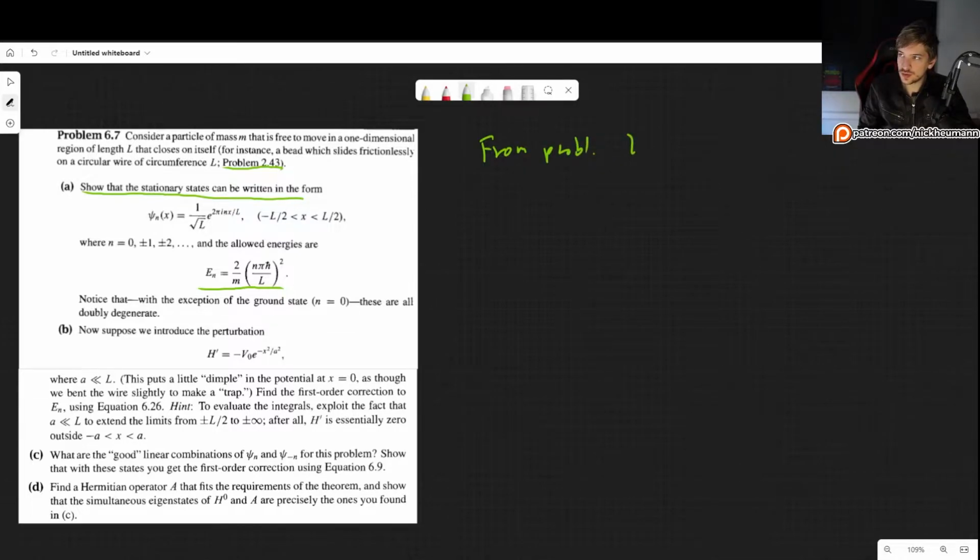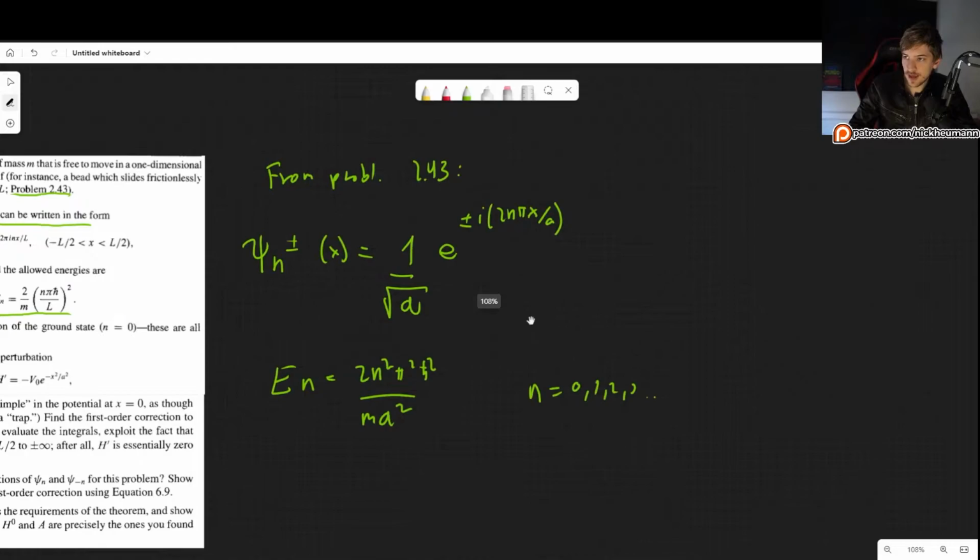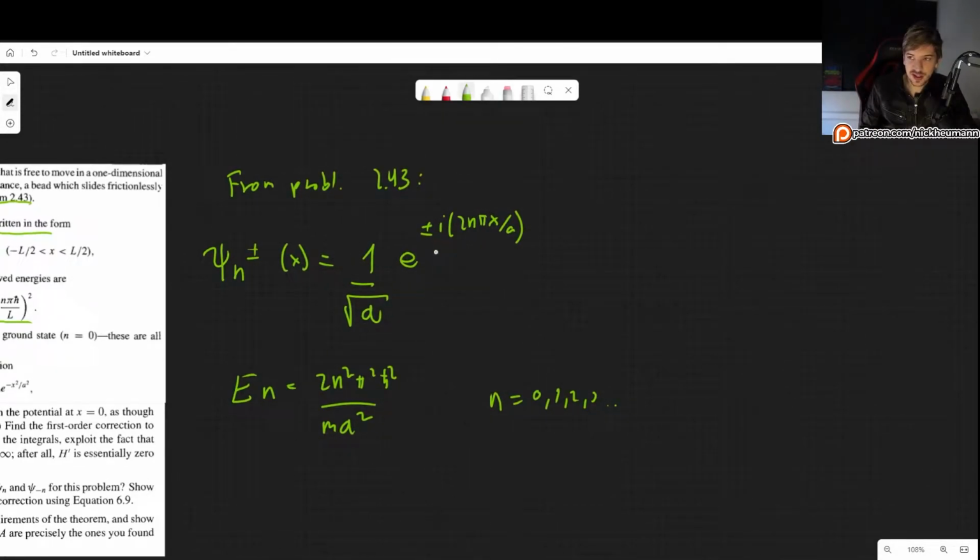problem 2.43, what we found there is that we had the two possibilities for our wave function, psi n plus or minus x. This is old notation. We will have to adapt it. e to the plus or minus i 2n pi x over a. And we found that the energy levels are 2n squared pi squared h bar squared over m a squared, with n being 0, 1, 2, 3, etc. Now, notice that, of course, there is degeneracy here, but we will talk about it in a moment.